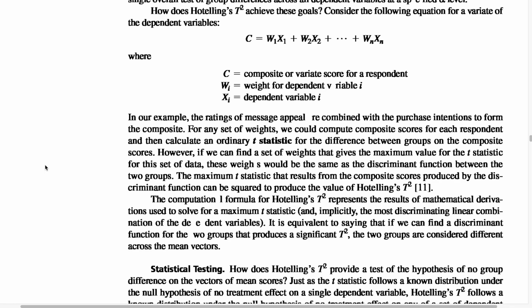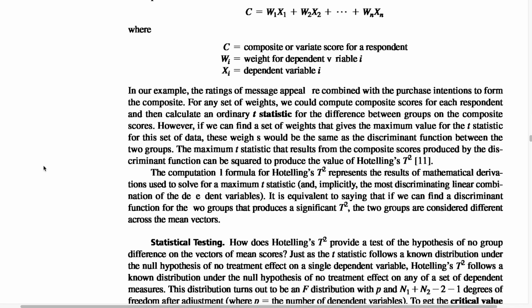For any set of weights, we could compute a composite score for each respondent and then calculate an ordinary t statistic for the difference between groups on the composite score. However, if we can find a set of weights that gives the maximum value for the t statistic for the set of data, these weights would be the same as the discriminant function between the two groups. The maximum t statistic that results from the composite score produced by the discriminant function can be squared to produce the value of Hotelling's T square.